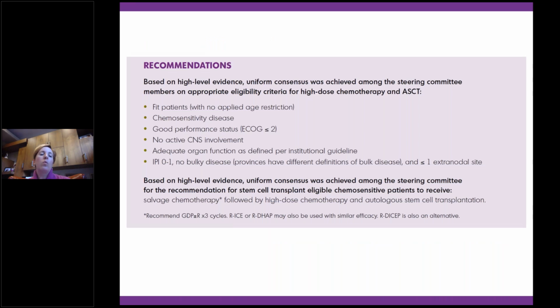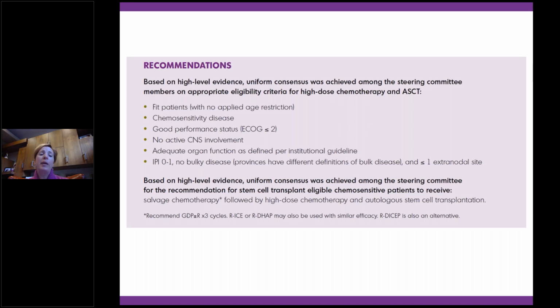The recommendations of who should receive autologous stem cell transplant are listed here. And so people have to be relatively fit. You know, what does that mean? That means no major organ problems, so no major heart problems, no major liver problems. Their disease has to be responding to second-line therapy. That is often one of the biggest barriers in people that are otherwise eligible for transplant.